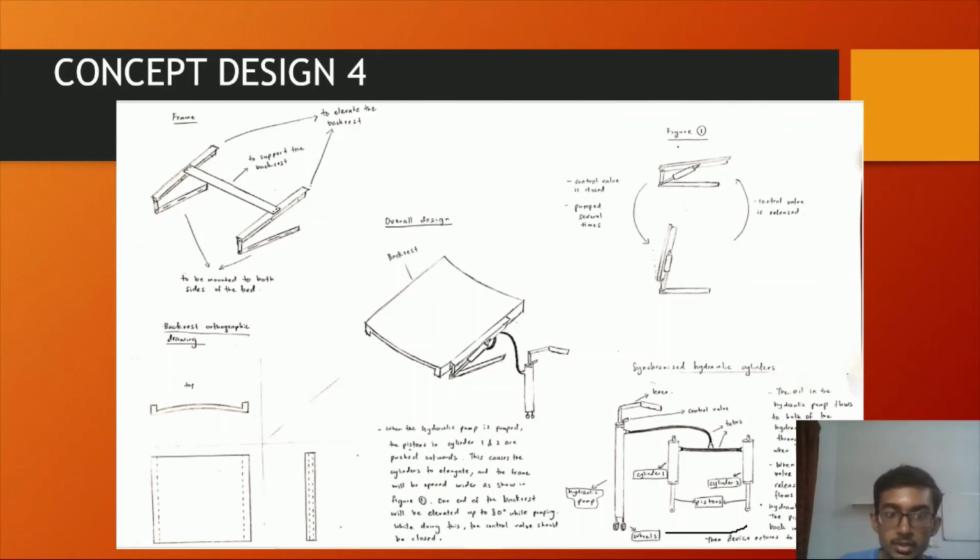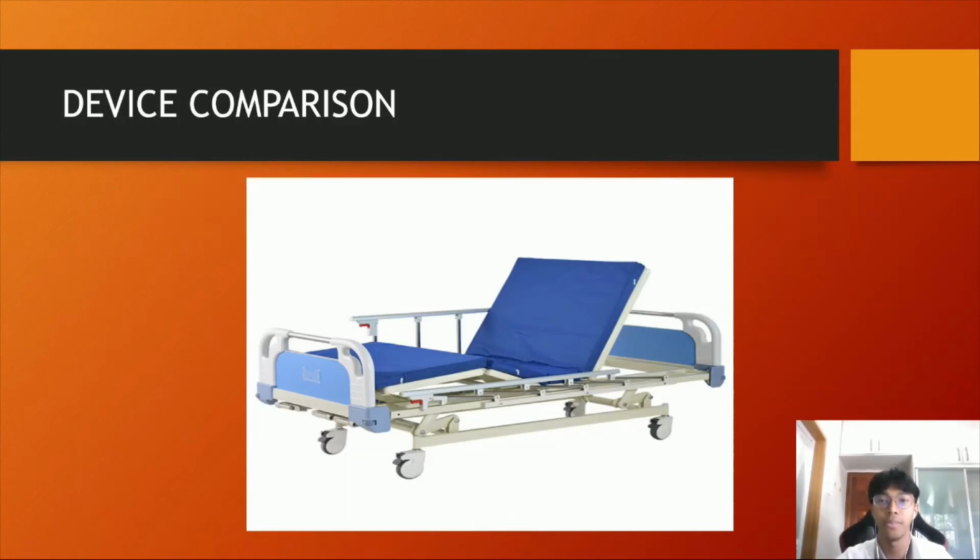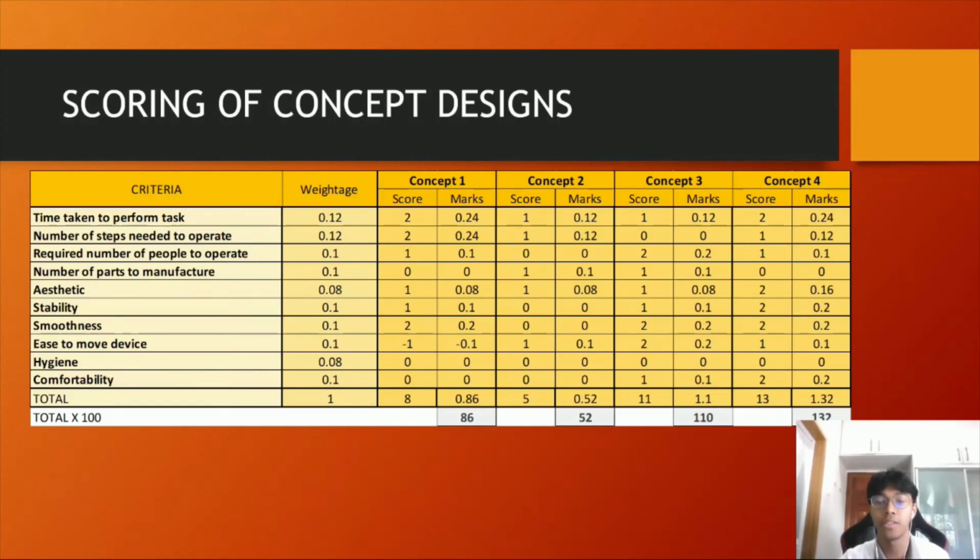When the frame is raised upwards, the backrest is brought upwards. The backrest is where the patient's upper body is placed, and this is the orthographic view of the backrest. It is basically curved in the middle. So this is basically how my design works. Our device can be compared to the existing device in the market, which is called datum, and here is the picture of the datum. And now I will be talking about the scoring of concept design.